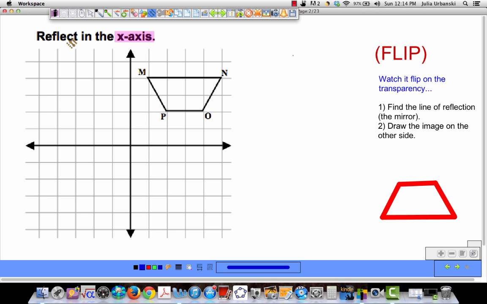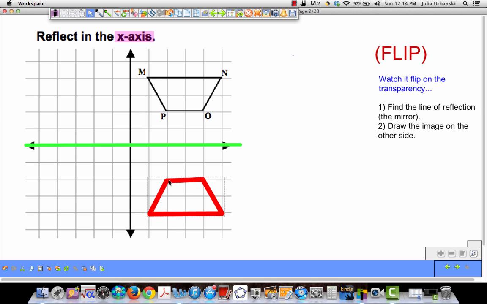So let's imagine that we're going to reflect in the x-axis. The horizontal line is the x-axis. We need to have a line of symmetry, and that is going to be considered the mirror. This x-axis right here is like our mirror, and this trapezoid is going to be reflected through that. So what you do is you imagine it on the other side, but turned around, backwards, like you would look in a mirror. So all you do is imagine it on this side.